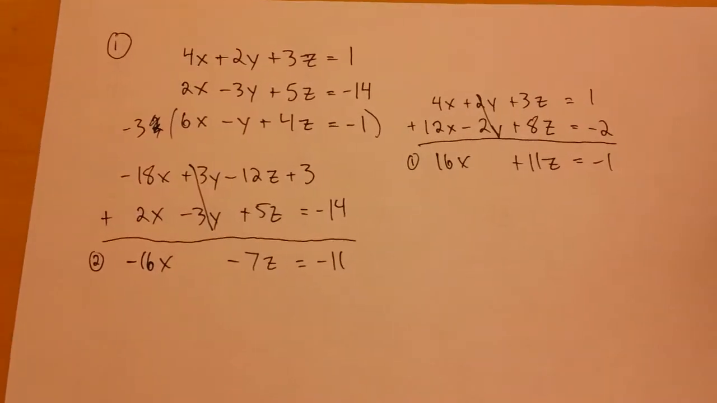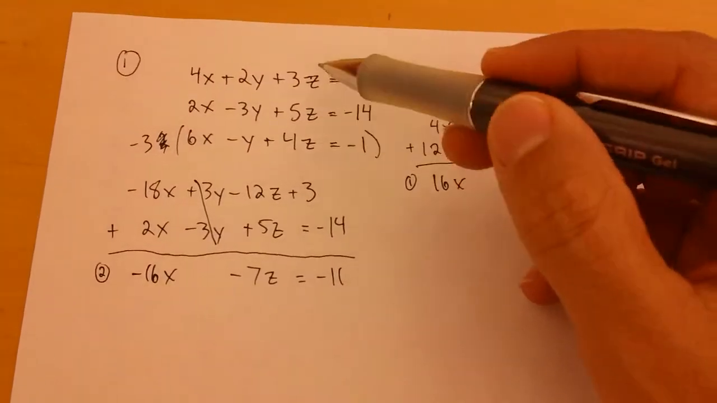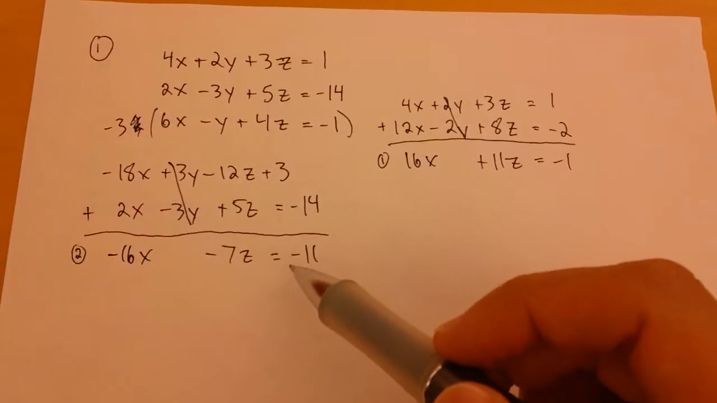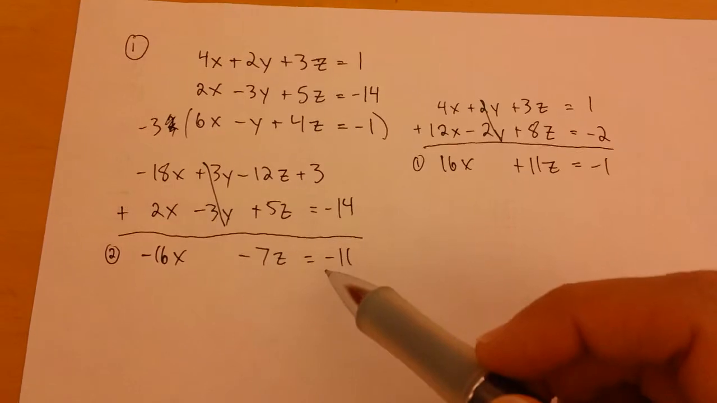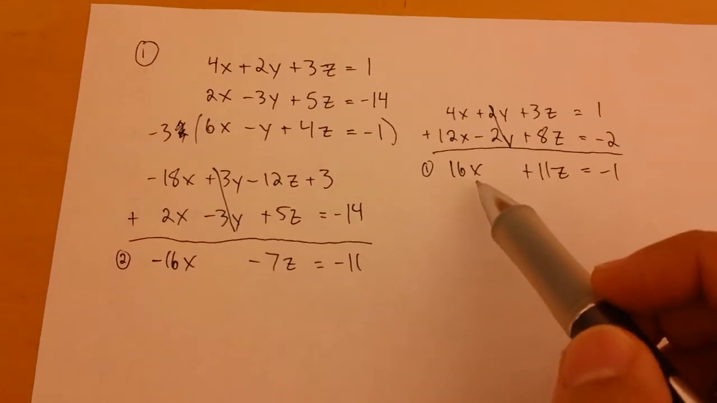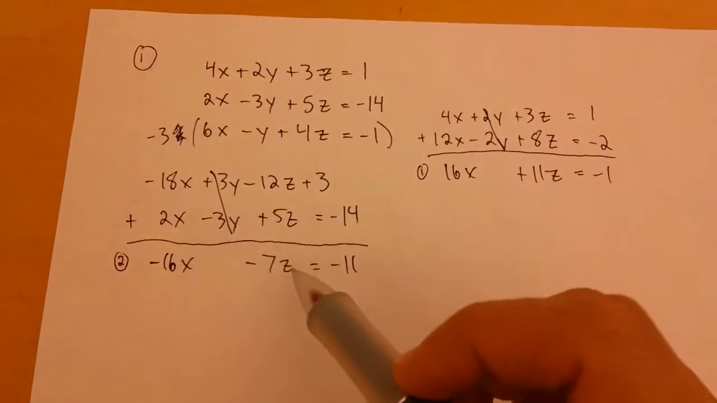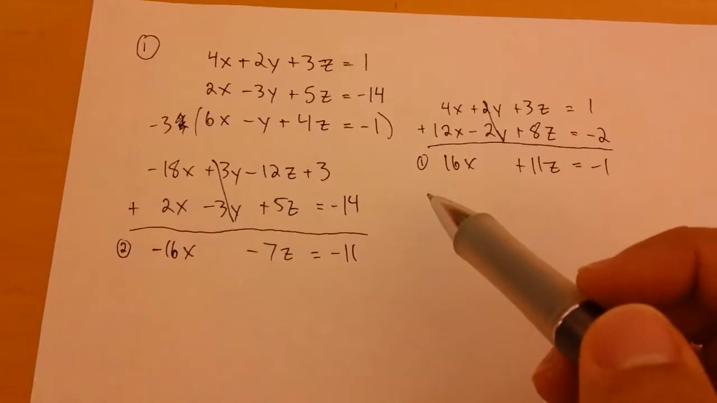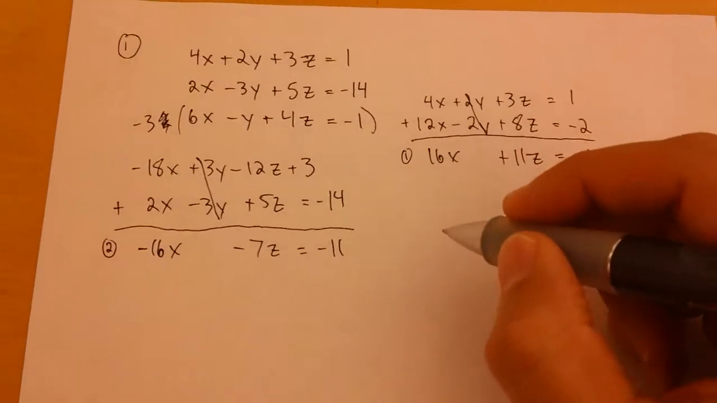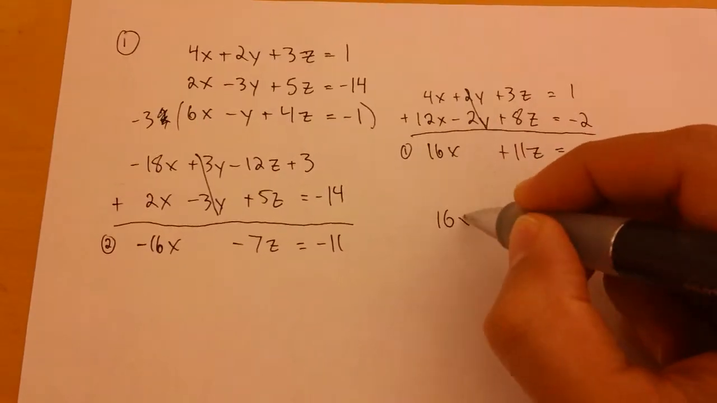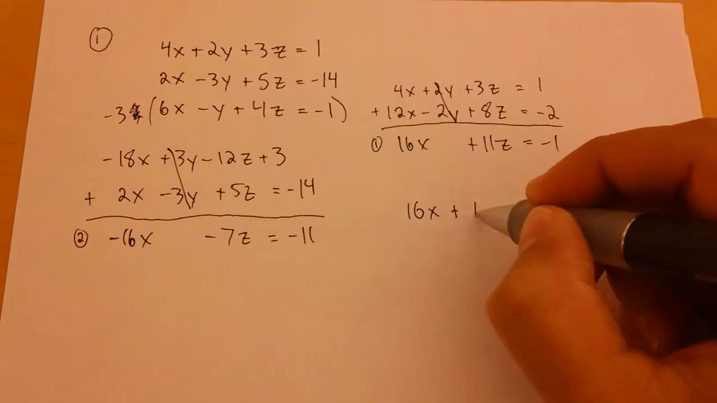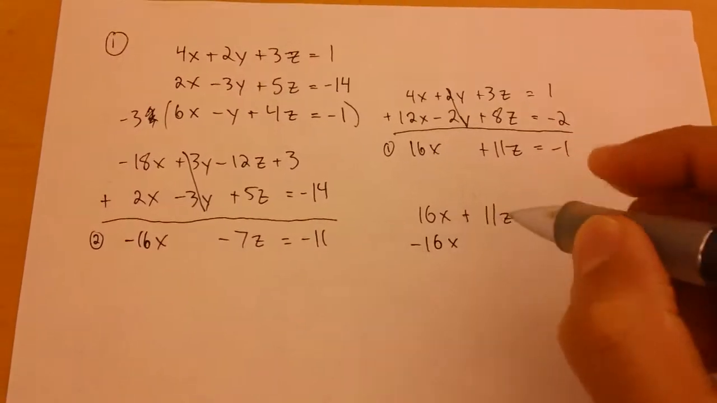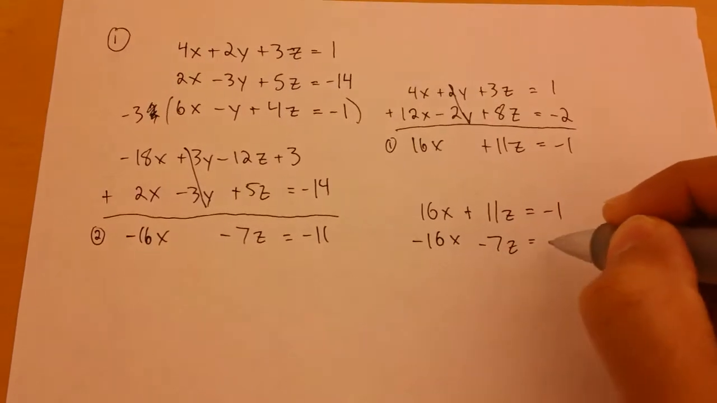And again, the goal here is to go from 3 variables and 3 equations down to just 2 variables and 2 equations, because we supposedly know how to solve those. That's what we were doing in the previous week. Notice the 2 variables here are the same 2 variables, x and z and x and z. If we had x and z and x and y or something like that, then we couldn't combine these. That wouldn't work. So I'm just going to rewrite this really quickly. 16x plus 11z equals negative 1. And over here, negative 16x minus 7z equals negative 11.